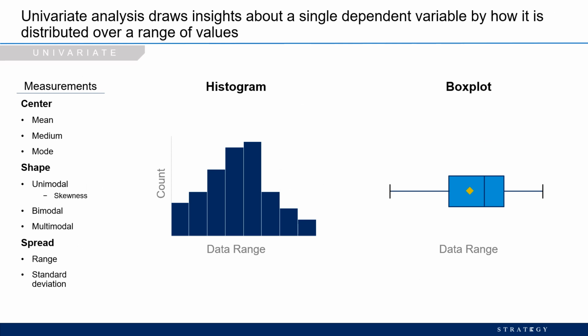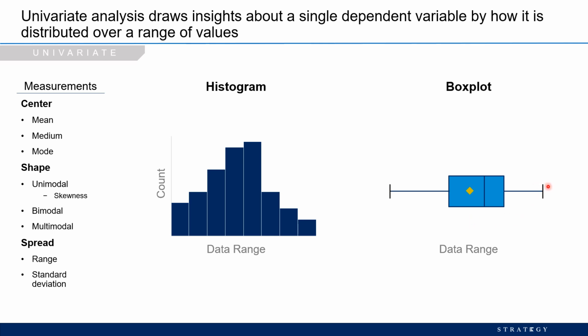Univariate analysis draws insights about a single dependent variable by how it is distributed over a range of values. The two most common ways to display univariate analysis are with a histogram or with a box plot. With a histogram, you'll have your different ranges of response and then the frequencies of those responses as they appear. A box plot does the exact same thing, only it's a little bit more visually faster to summarize.